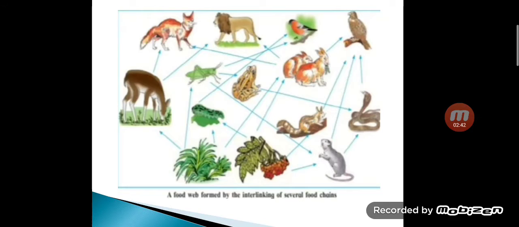So in this way you can see several food chains are formed in this picture because one animal can be food for many other animals, or we can say one living organism can be food for many other living organisms. So in this way all the food chains are interlinked with each other and they form a wide network. This wide network of food chains is called a food web.